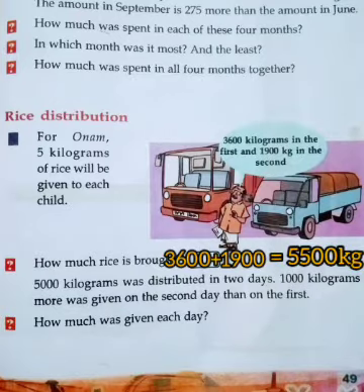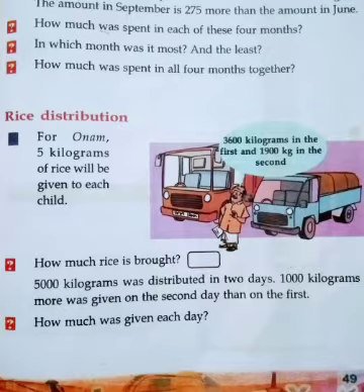5,500 kilograms. 5,000 kilograms was distributed in 2 days. 1,000 kilograms more was given on the second day than on the first. What do they say here? Yes, how many kilograms of rice did they get in total? Yes, 5,500 kilograms. In the first 2 days, they distributed 5,000 kilograms of rice. They say 1,000 kilograms more was given on the second day than on the first day. In total they distributed 5,000 kilograms of rice, but on the first day and second day they did not distribute an equal quantity. On the second day, they distributed 1,000 kilograms more.